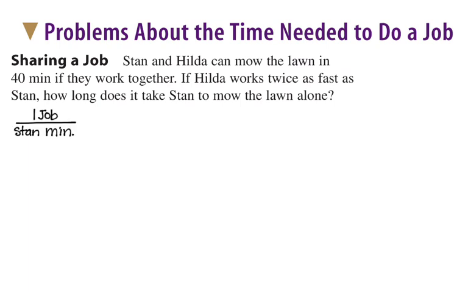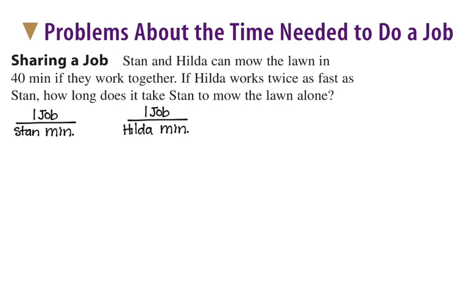How we think of jobs and work. Well, Stan can do one job in what I call Stan minutes, however long it takes Stan to do it. He does one job in a certain number of minutes, so I call them Stan minutes. Okay? And Hilda can do one job in Hilda minutes. Now I could use the variable S and the variable H here for Stan minutes and Hilda minutes, but we're just going to write it with words right now.